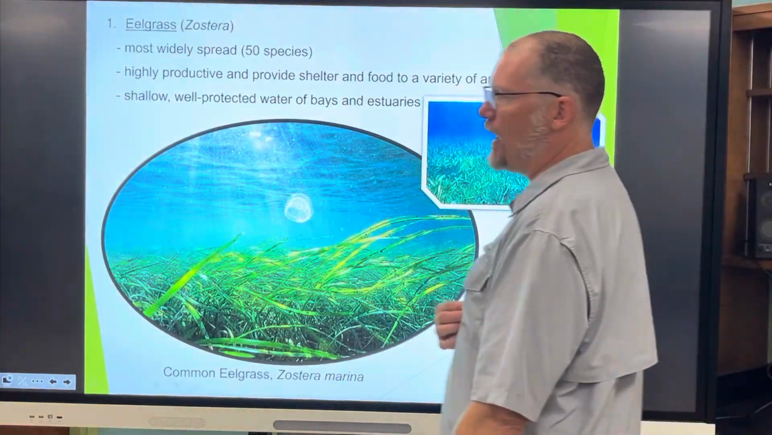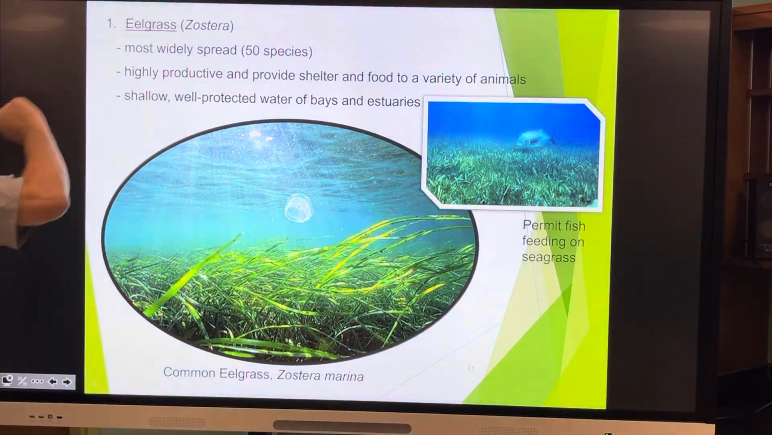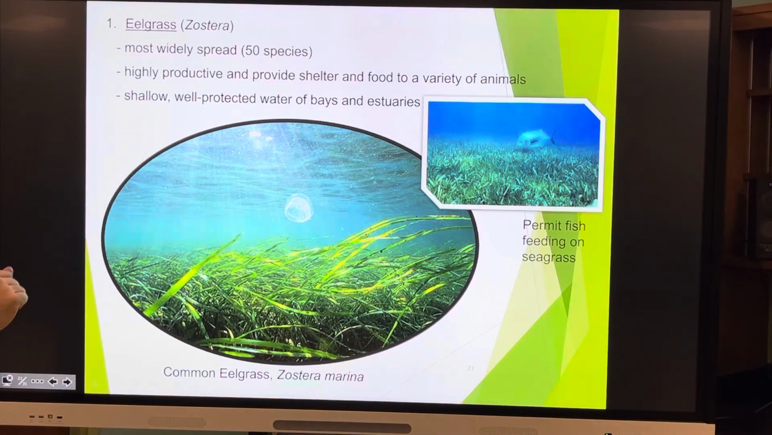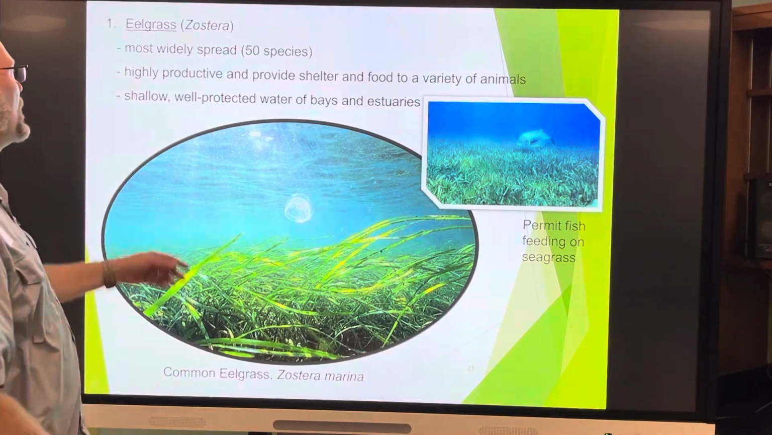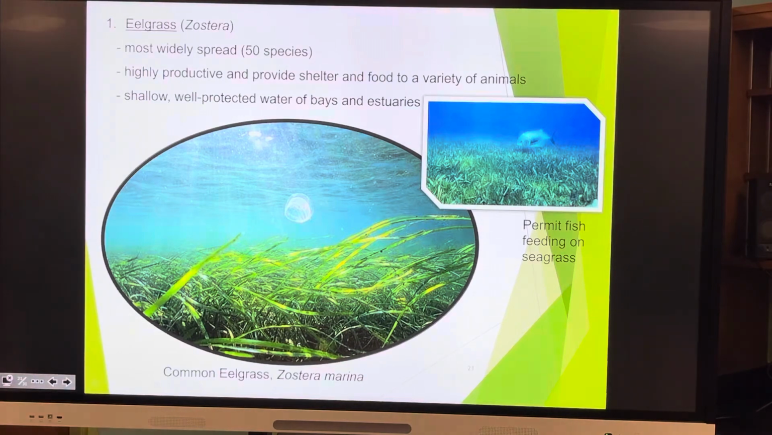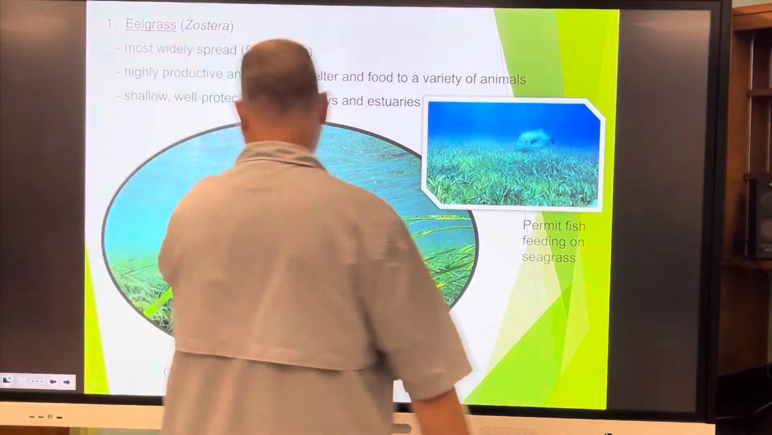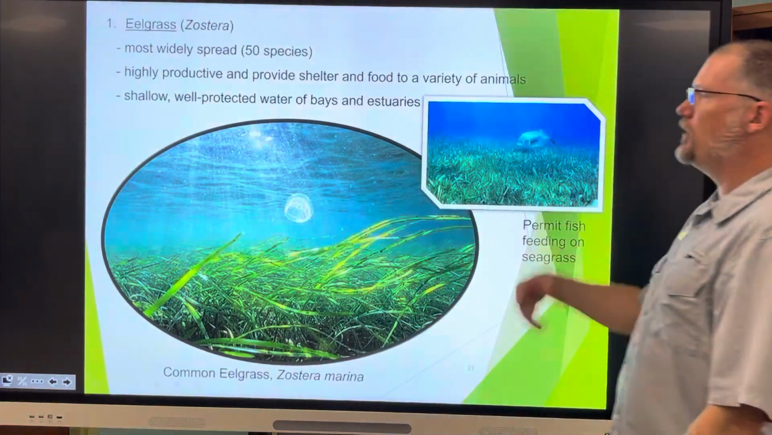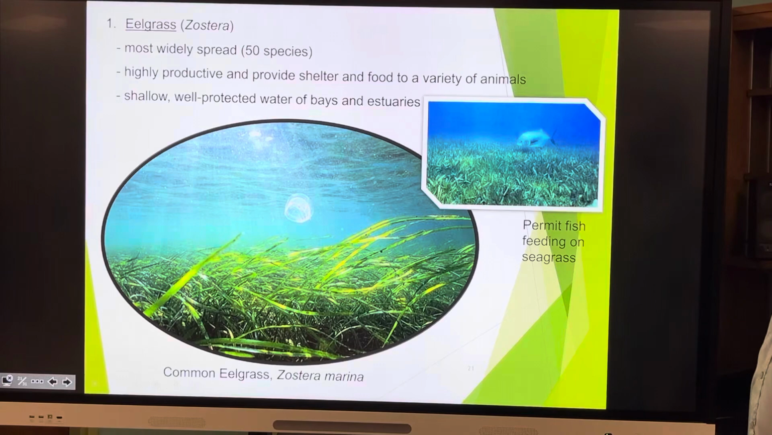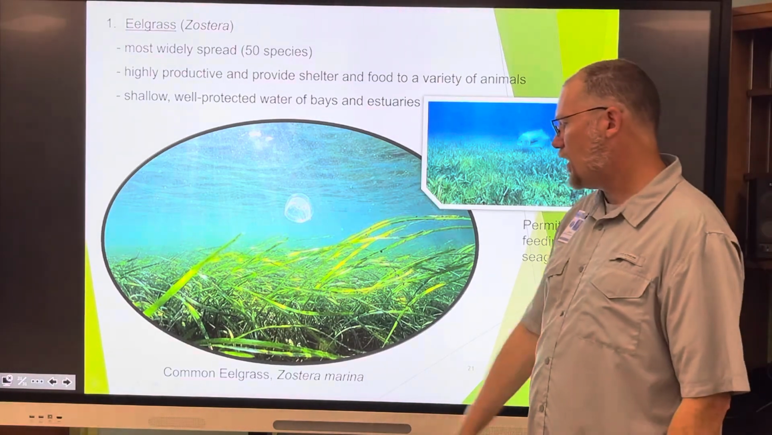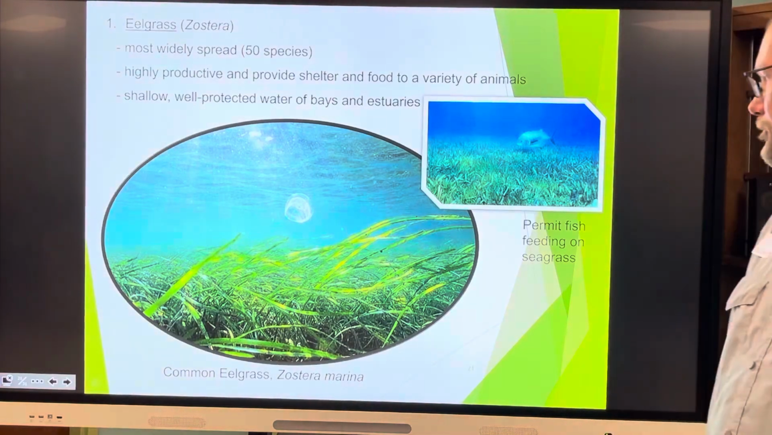So different kinds of grass, eelgrass is one of them. Zostera, look, it's a capital Z and it's italicized. That must be the genus of that species, okay? Most widely spread, there are about 50 species, highly productive and provide shelter and food for a variety of animals. Shallow, well-protected waters of bays and estuaries. Here is a permit fish feeding on seagrass and common eelgrass. That's a jelly floating there.